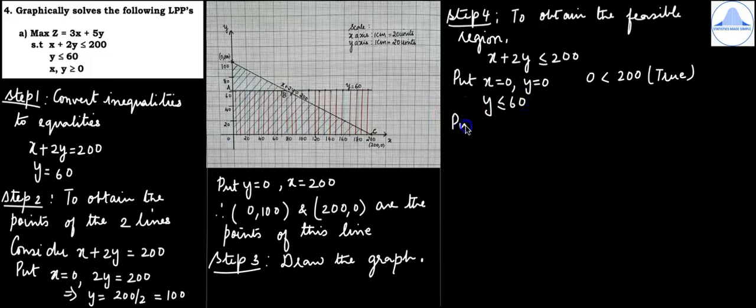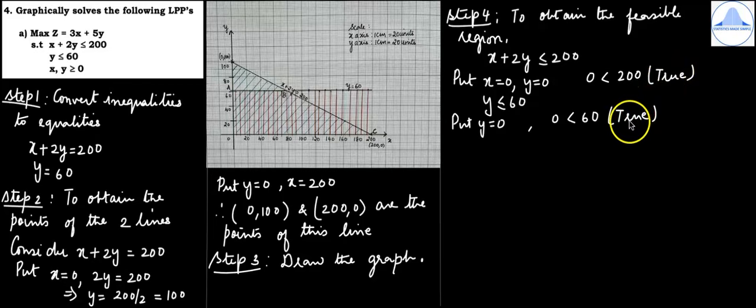So now because you have only the y term on the left hand side, you put y equal to 0. So you will get 0 on the left hand side and 60 on the right hand side. So check now whether 0 is less than 60. It is less than 60, so you write true. So for both these inequalities, we have got the condition as true.